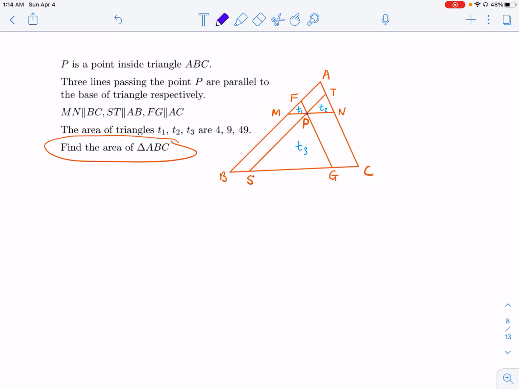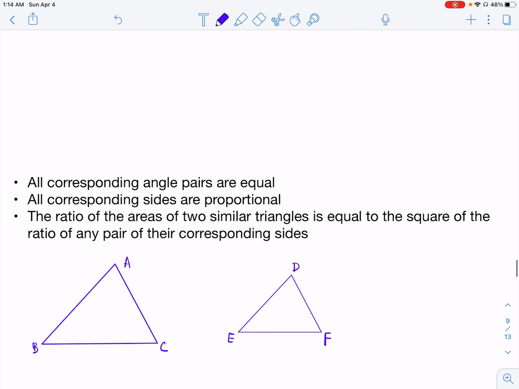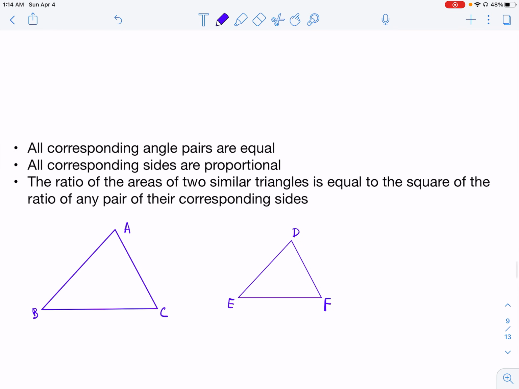So one thing we know, because they're parallel, is that there are a lot of similar triangles, right? So we're going to first review the properties of similar triangles.